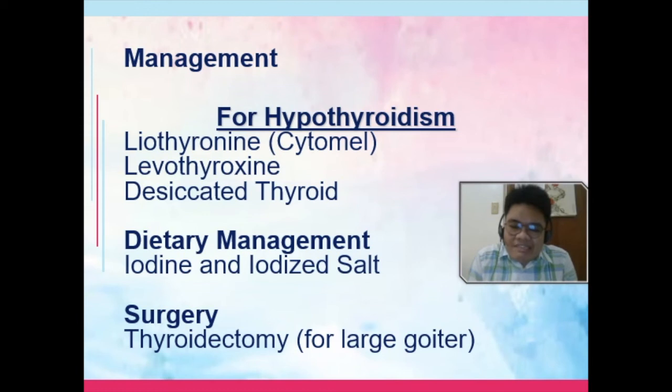Then you have your desiccated thyroid. Try to pause the presentation and try to find out what a desiccated thyroid is. Class, your desiccated thyroid is a thyroid extract. It's a thyroid gland that has been dried and powdered for medical use. Okay, it's used, of course, to manage hypothyroidism. However, with the onset of levothyroxine, it is commonly used already rather than your desiccated thyroid.